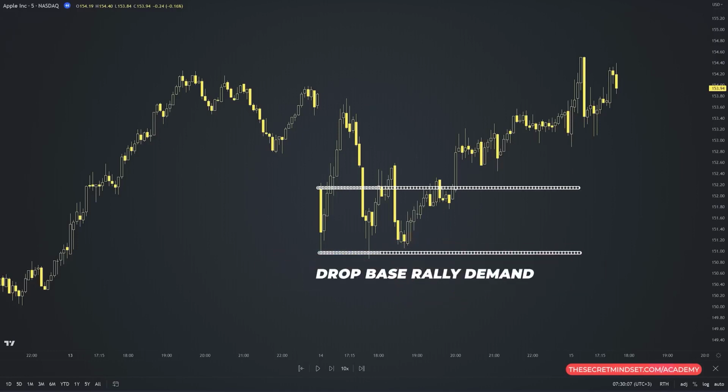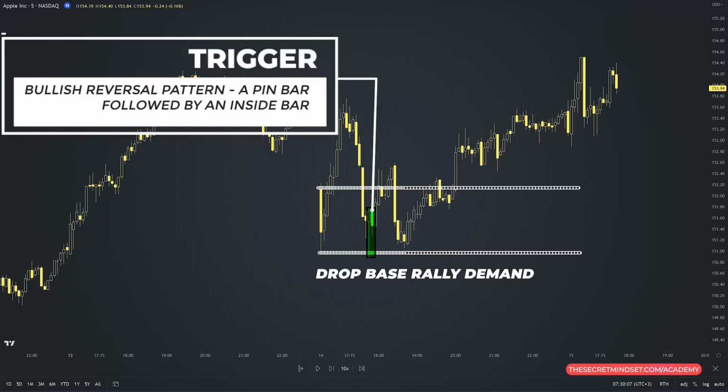First, I identified this drop base rally demand area on the chart, which is a zone where price tends to bounce up from. We mark the zone and wait for price to come back to it. Then I looked for the trigger, confirming the direction of the trade. In this case, we want a bullish reversal pattern, a pin bar followed by an inside bar. The pin bar showed that price rejected lower levels, and the inside bar showed that price consolidated after the pin bar.